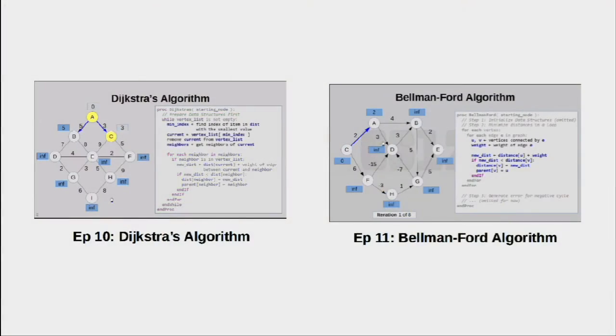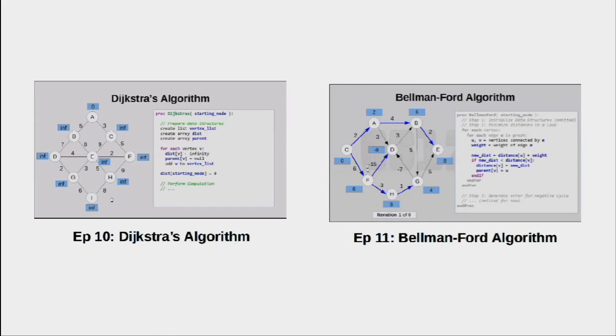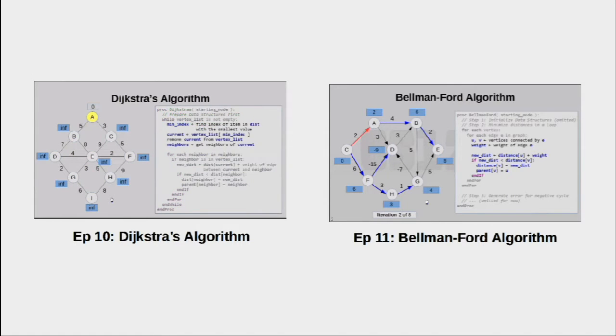For episodes 10 and 11, we looked at Dijkstra's algorithm, as well as the Bellman-Ford algorithm, 2 ways to approach the single source shortest path problem. We saw how Dijkstra's algorithm was faster, but would fail on negative edge weights, whereas Bellman-Ford algorithm would actually do more work, but work around that problem.